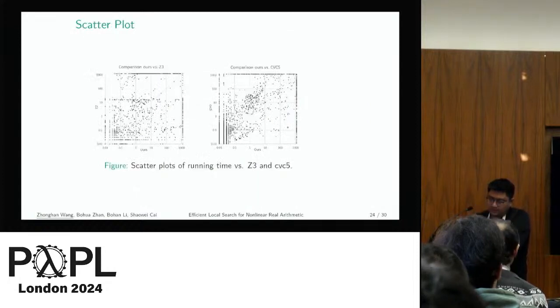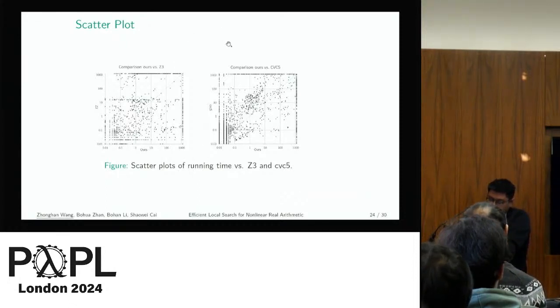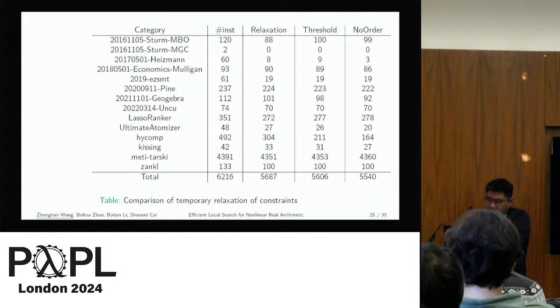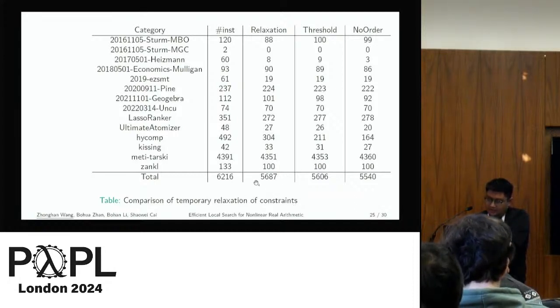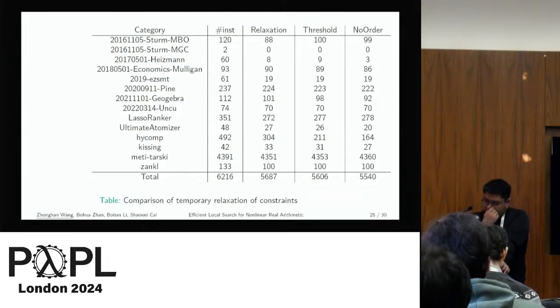Here's a scatter plot, and we record the time consumed to solve an instance. Ours is on the horizontal axis, and other traditional solutions on the vertical axis. The final one is a comparison of temporary relaxations of constraints. This usually is very helpful for the instances that have equalities and non-strict inequalities. And it brings us some 80 more instances solved than some other algorithms.